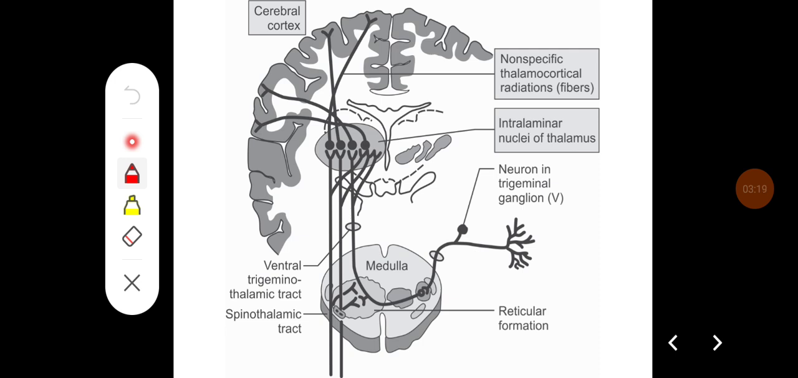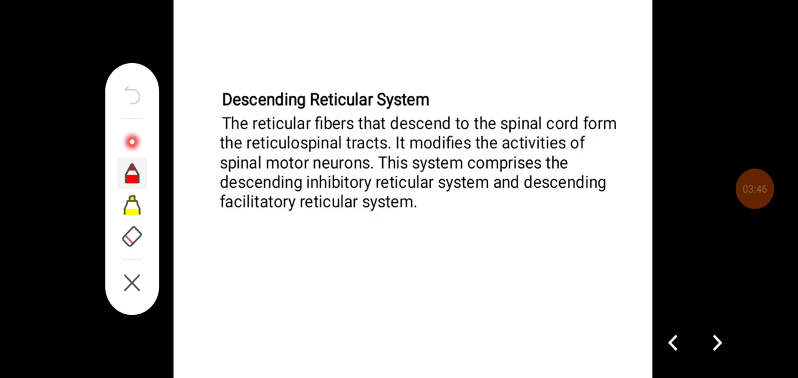This is a diagram showing the ascending pathway where fibers from different ascending tracts go to the thalamus, to the interlaminar nucleus, and form non-specific thalamocortical radiation, and they create a sense of awareness. That is the important function of reticular formation or ascending reticular formation.